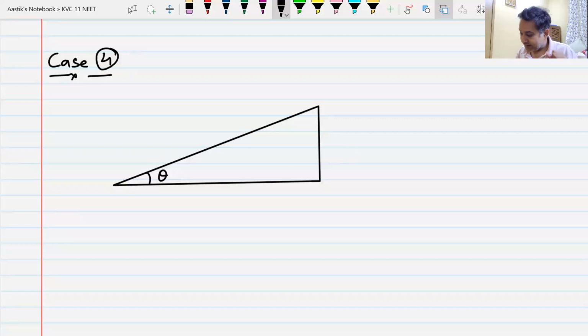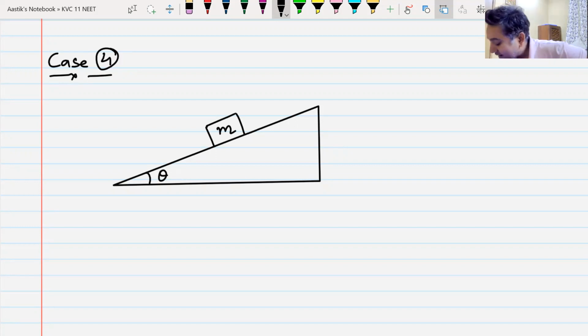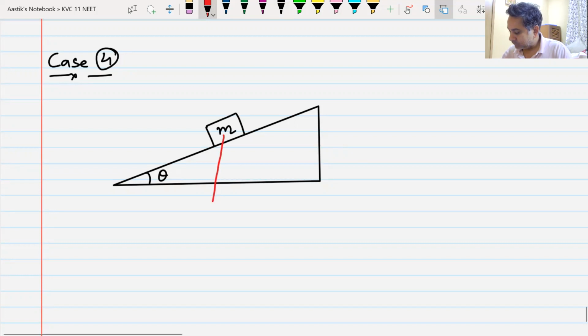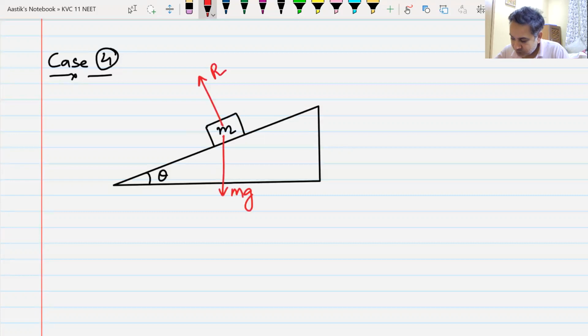That takes us to the next case, case number 4. In this case, the block is kept on a smooth incline, which is inclined at an angle of theta. Now, how do we do this question? Again, we draw the free body diagram. The weight is mg, it goes downwards, and the normal reaction is R, which goes upwards.